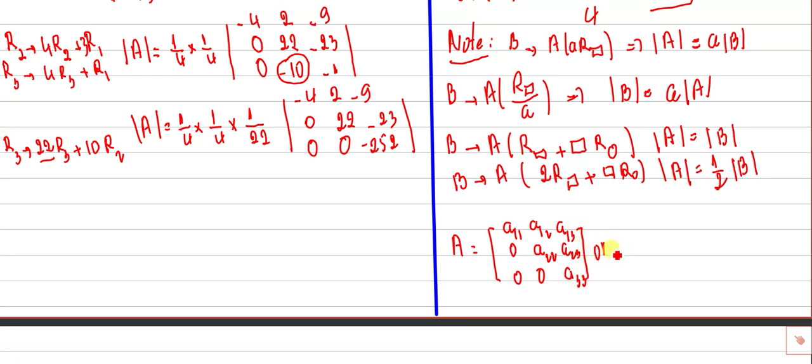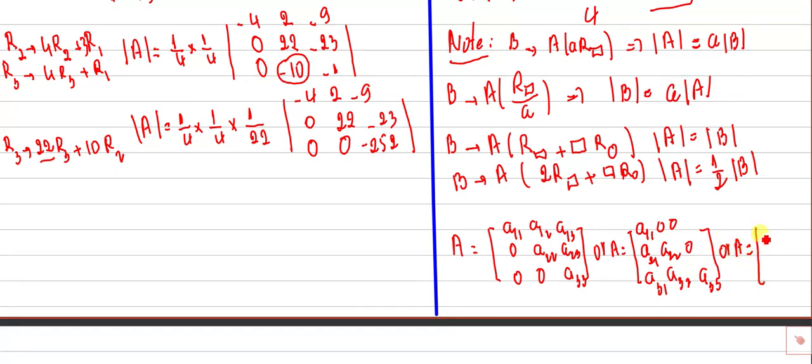Or matrix A is A11, 0, 0, A21, A22, 0, A31, A32, A33.